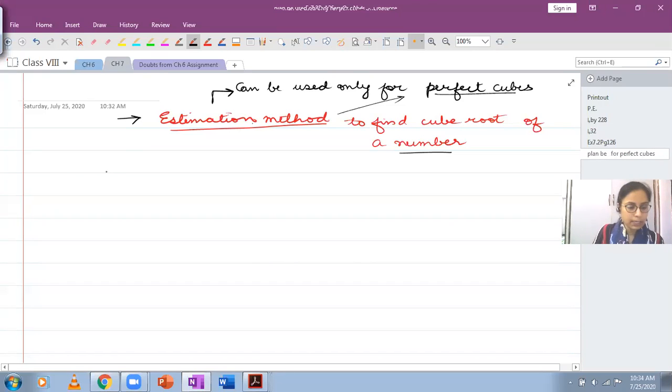So I'll just take an example from the book that we have right before your exercise. They're asking you to estimate the cube root of 8,57,375.